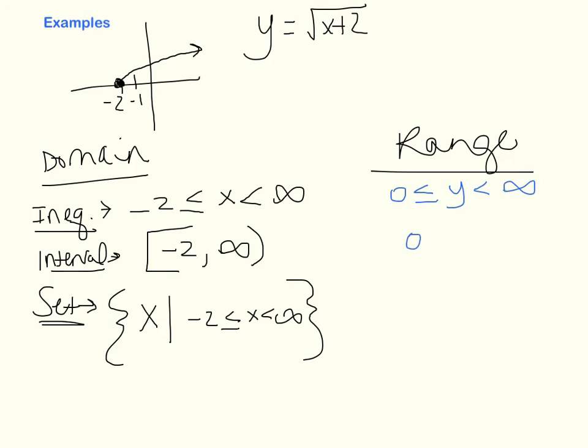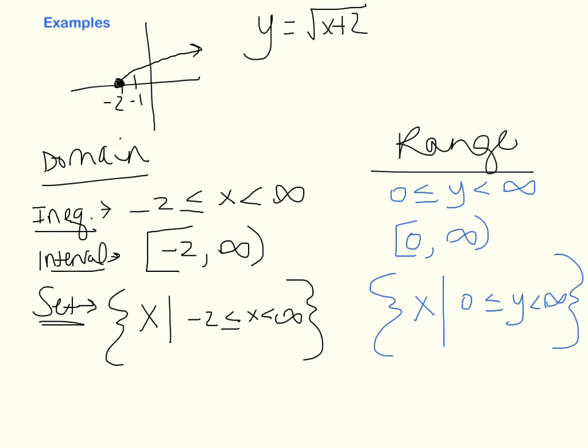You would write 0 to infinity for interval. Remember, equal to, bracket; not equal to, parenthesis. And then set, you have your brace, the set of all y's such that 0 is less than or equal to y is less than infinity.